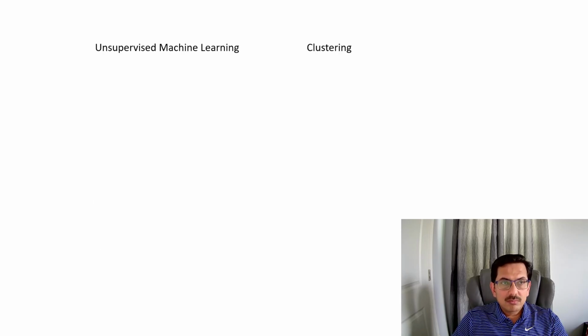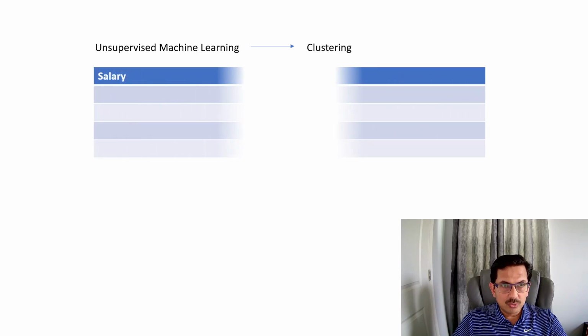Coming to unsupervised machine learning. Unsupervised machine learning is very much used for clustering problems, because here you have a group of data and you are grouping that data into different clusters. That's the main purpose of unsupervised machine learning. There are different algorithms like KNN and others to do these things.